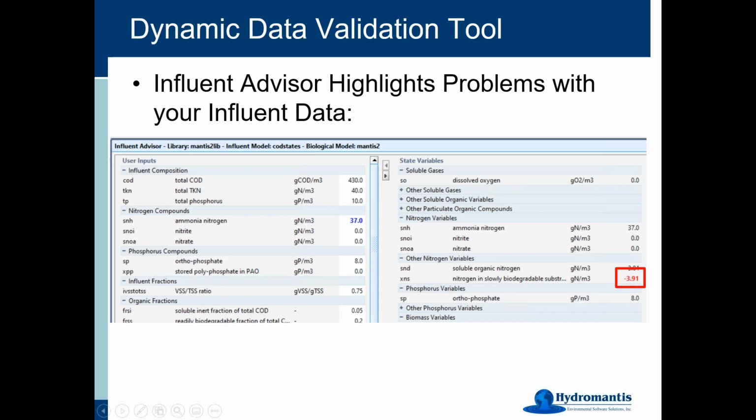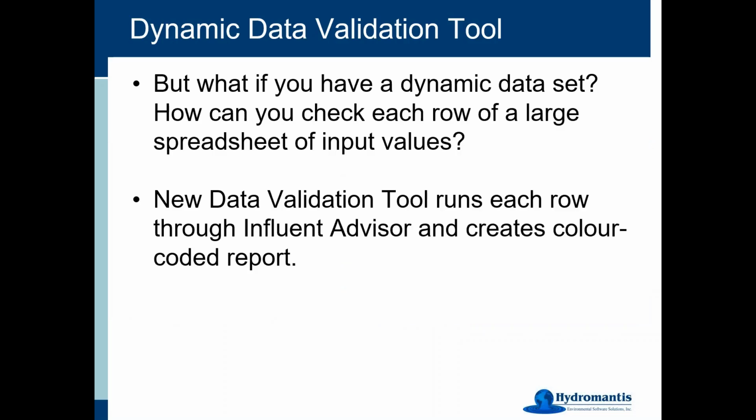What's going on in this particular example is that my ammonia and TKN are almost equal to each other, not leaving enough nitrogen to go around and be spread around all the other places where it's required, like the amount of nitrogen that's tied up in the biomass and in the inert materials and so on. So this is fine, but what happens if I have a large data set where I have different numbers for every hour for a month? That's a lot of entering information into Influent Advisor. What I would rather do is have a tool that can do that for me.